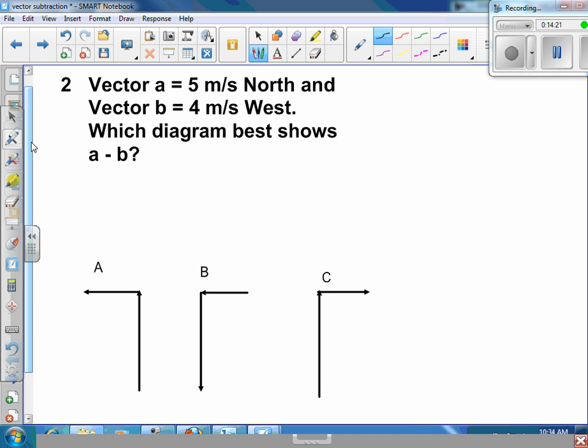Vector A is 5 meters north. Vector B is 4 meters west. Which diagram best shows A minus B? Which one best shows A minus B? You say C? Alex? C. Lloyd, what do you say? You're with C? Anyone want to say anything different than C?